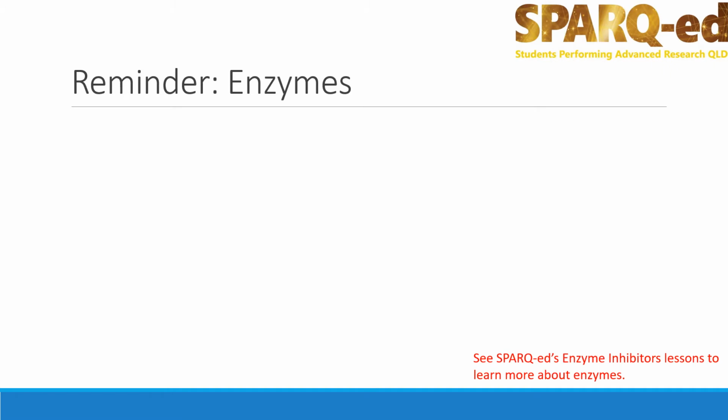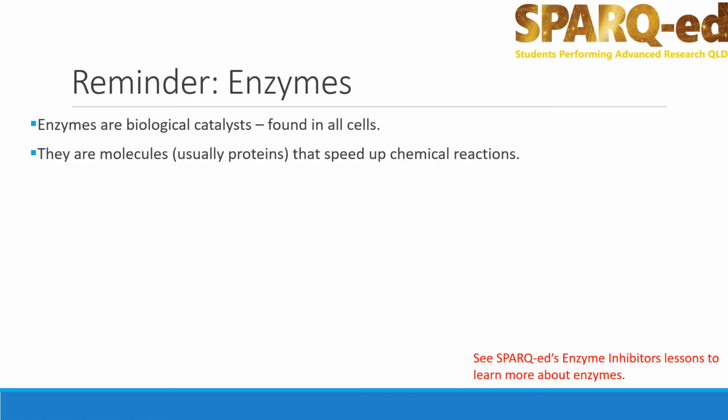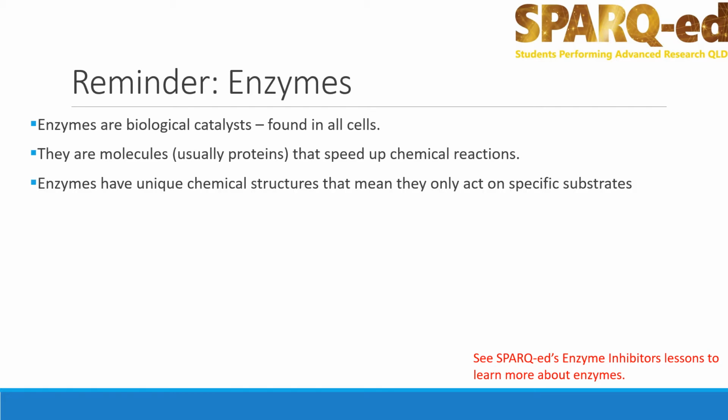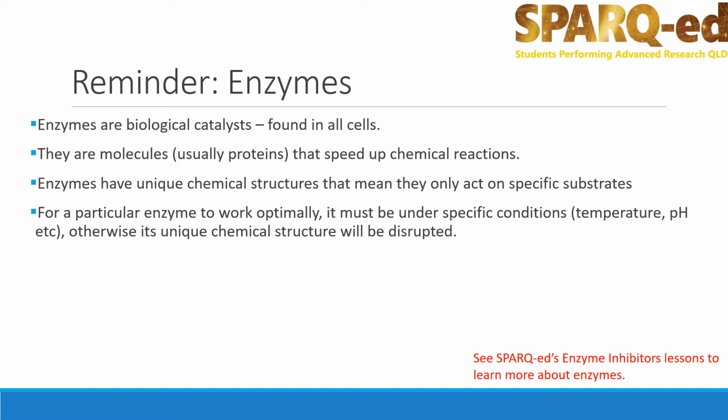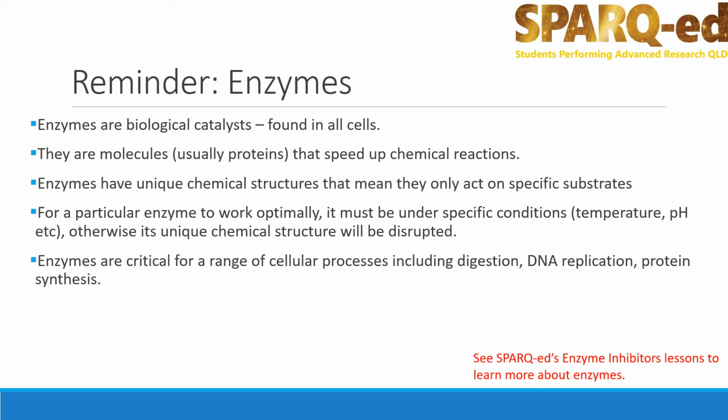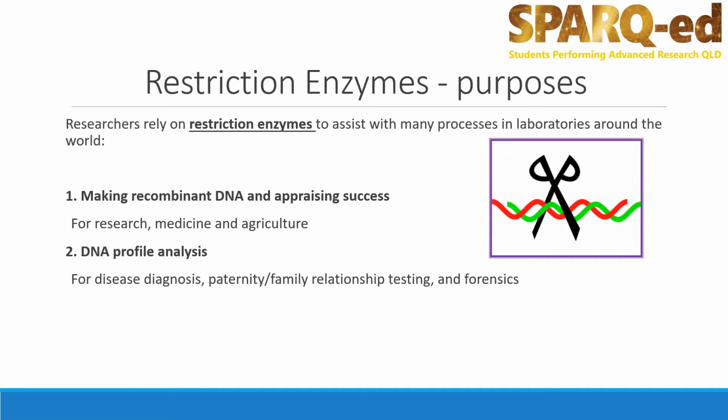Please read through this to remind yourself what enzymes are. If you want to learn a bit more about enzymes, check out Sparkhead's enzyme inhibitors lessons. The main uses of restriction enzymes are to make recombinant DNA, which has a range of purposes, and also to find out things like relatedness or genetic disease status.